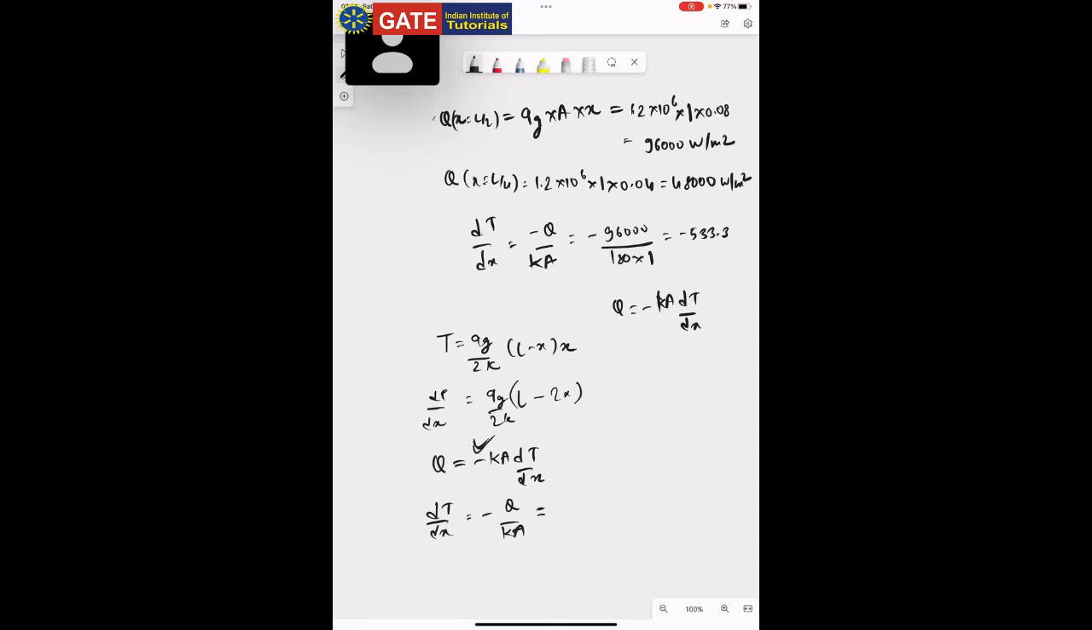Did you get this part? Yes, sir. And similarly, at x equal to L by 4, the value that you mentioned was right, 266, but that also will be minus 266. So this is how you have to find out the temperature gradient at any given point of your plane wall.